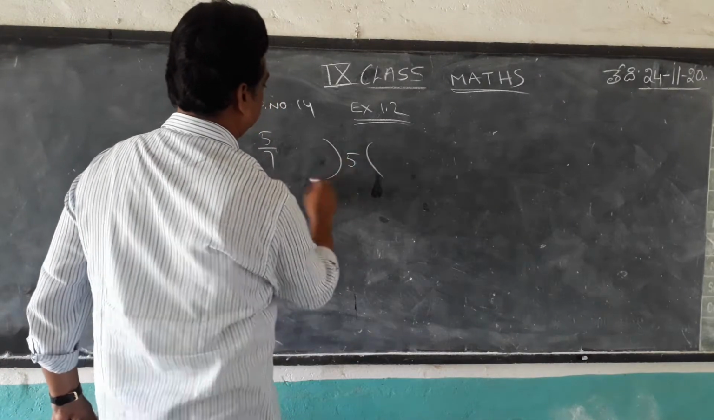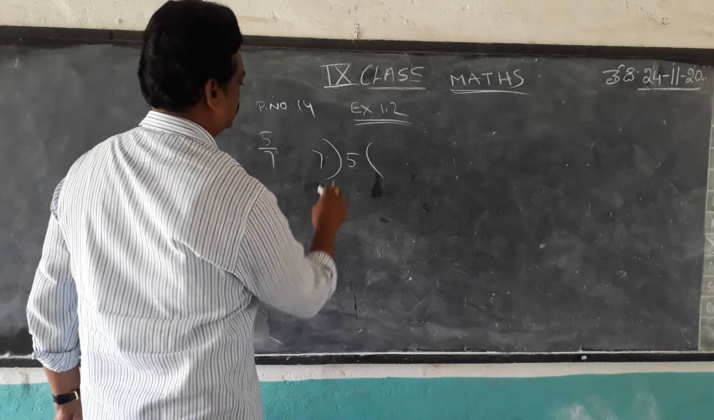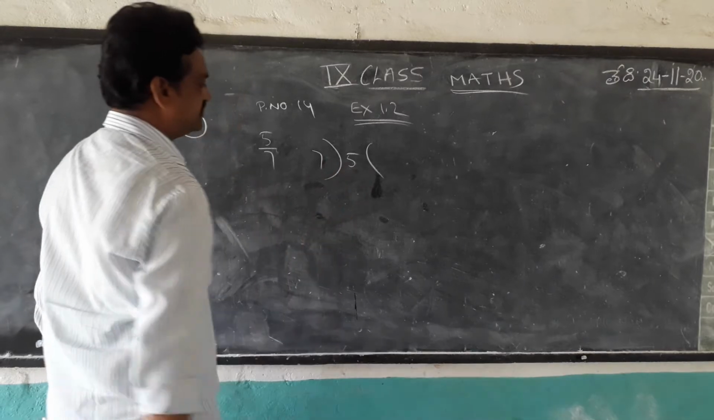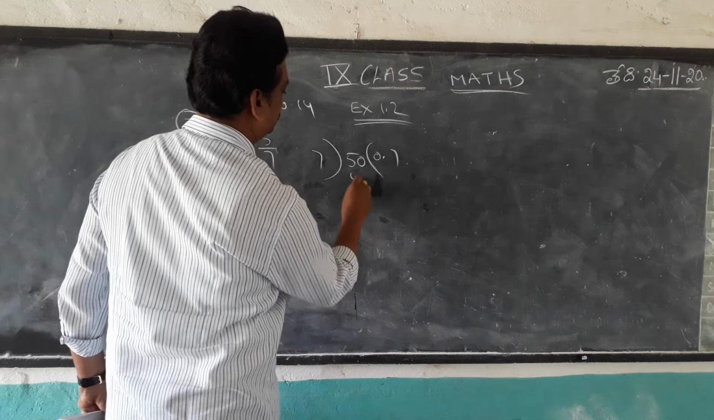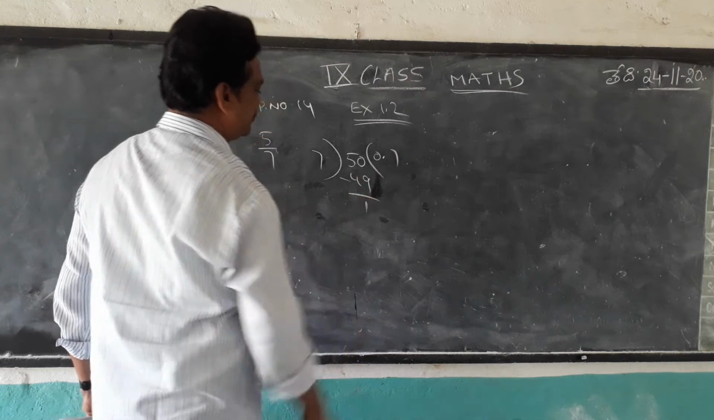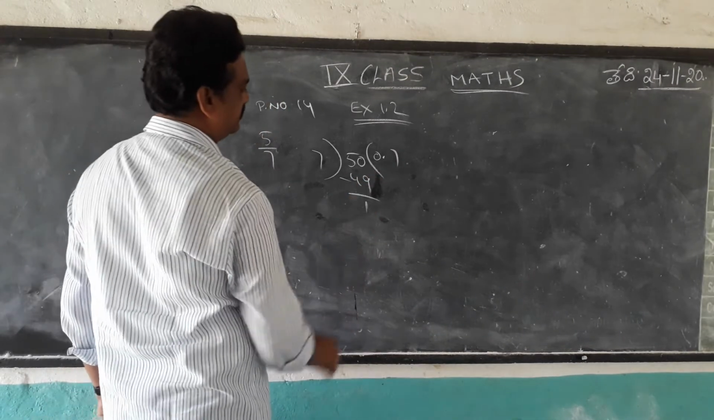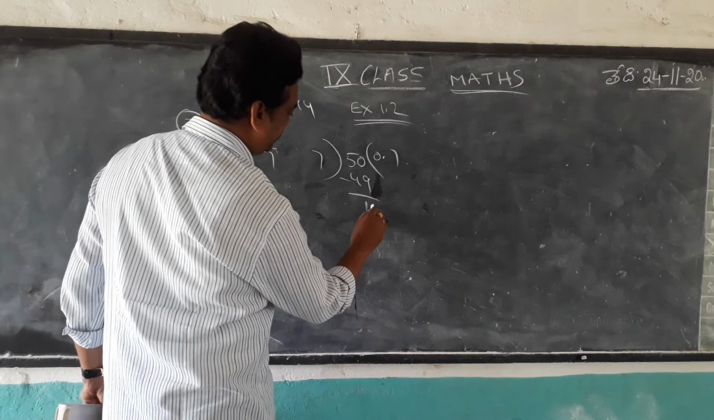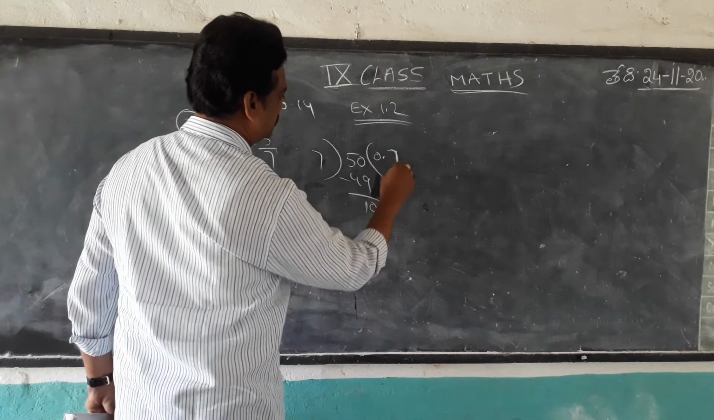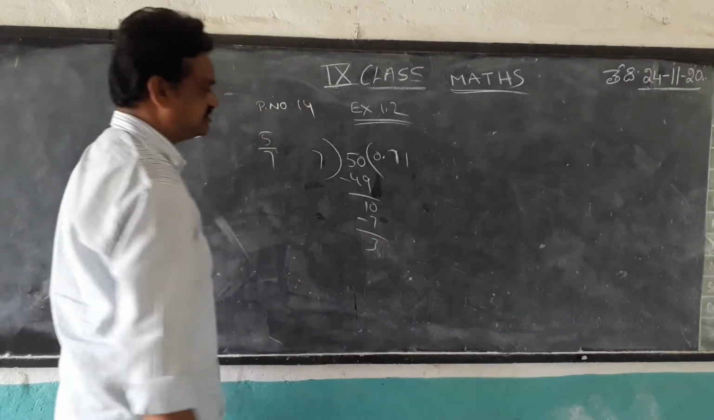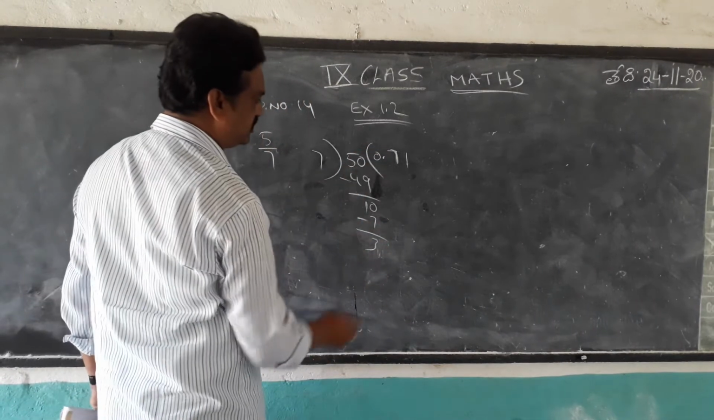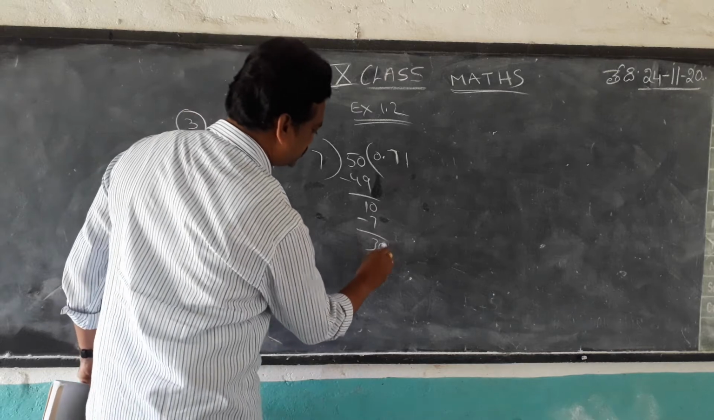5 by 7. 5 is a small number compared to 7. Therefore, 0.0. 7 7s are 49. 10 minus 9, 1. Already the point is there, you have to write 0. 7 1s are 7. 10 minus 7, 3. Put the point here, therefore you have to write 0.